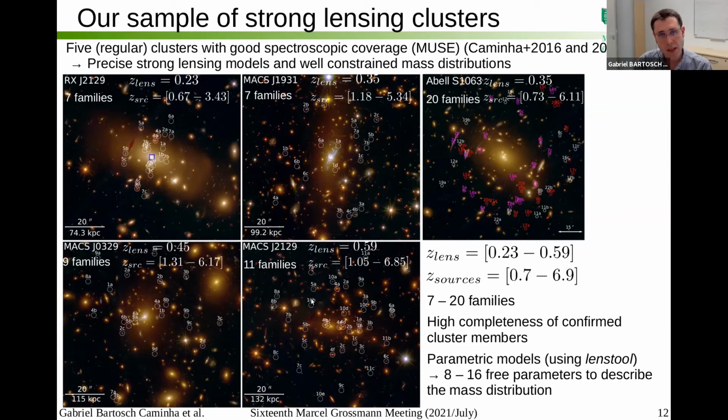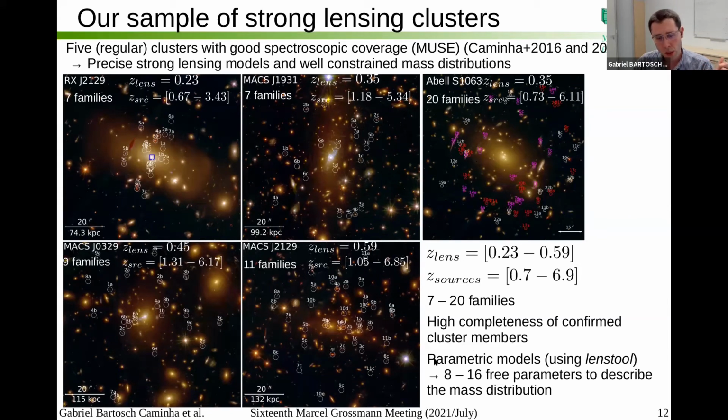These 5 clusters have very detailed mass modeling, very good spectroscopic data from MUSE, and also very good HST data from different surveys, from CLASH and Frontier Fields. Here is the redshift range of our lenses and the redshift range of our background sources. Each cluster has between 7 and 20 families of different sources at different redshifts.